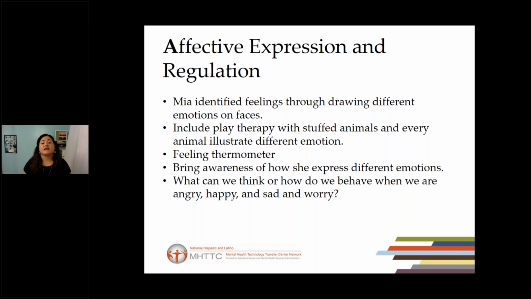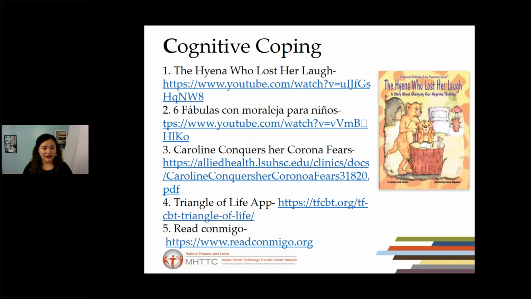So with Mia, we identify different kinds of emotions. We use the feeling thermometer, and I try to bring awareness of the emotions that she was experiencing. So this month, she was up to point. Like she was there, she was talking to her about how you're feeling, and also she was really validating to this girl. We can go to the next slide.